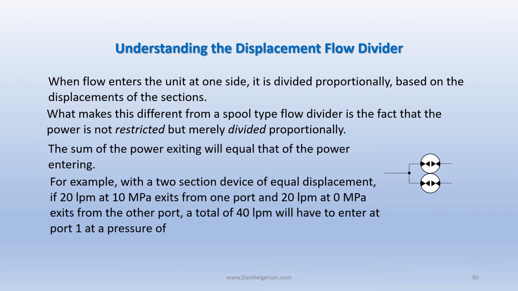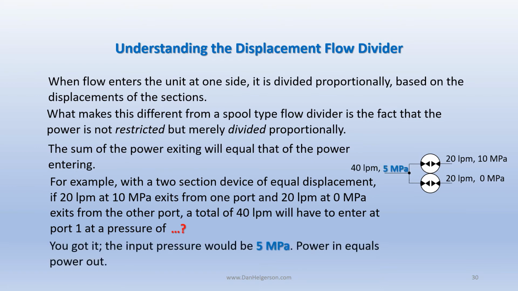For example, with a two-section device of equal displacement, if 20 liters per minute at 10 megapascals exit from one port and 20 liters per minute at 0 megapascals exits from the other port, a total of 40 liters per minute will have to enter at port 1 at a pressure of, you got it, the input pressure would be 5 megapascals. Power in equals power out. 40 liters per minute at 5 megapascals equals 20 liters per minute times 10 megapascals plus 20 liters per minute at 0 megapascals.